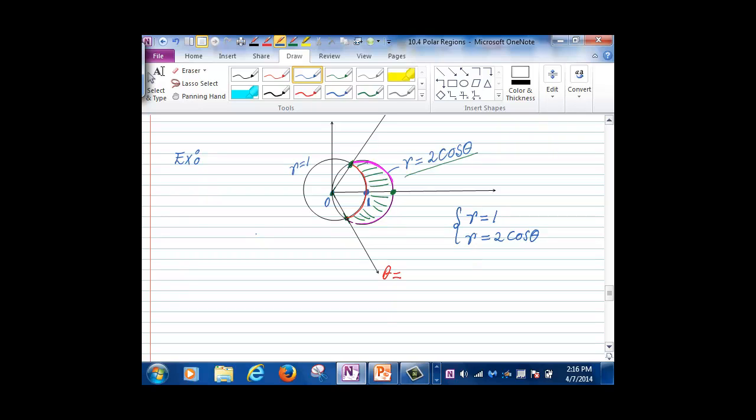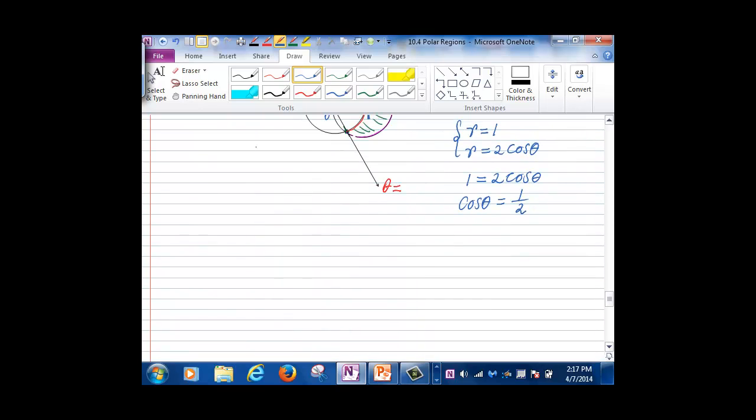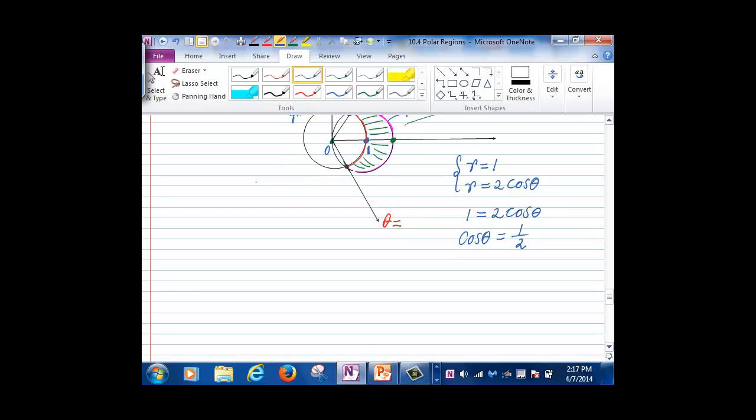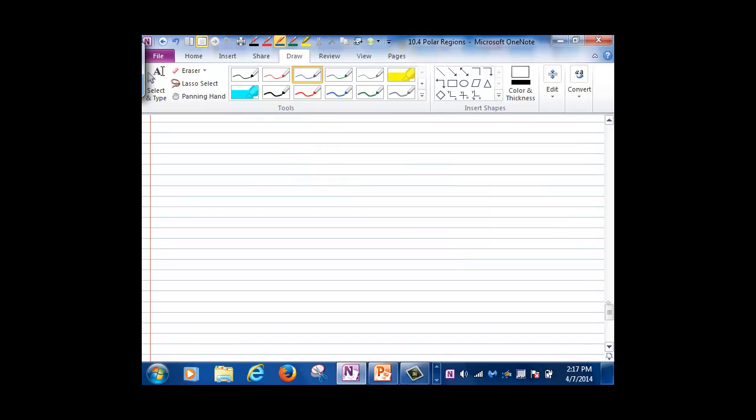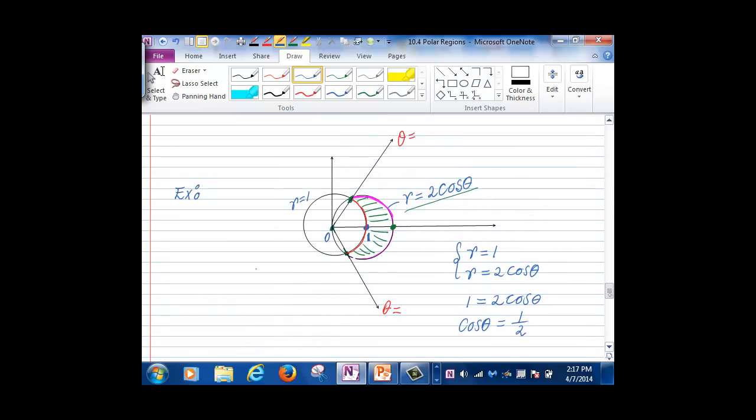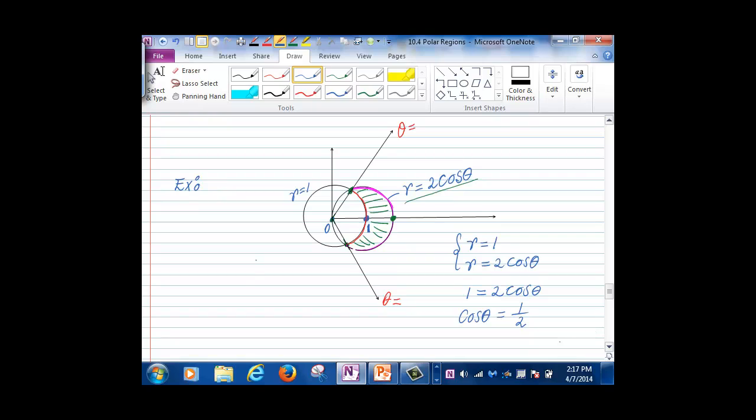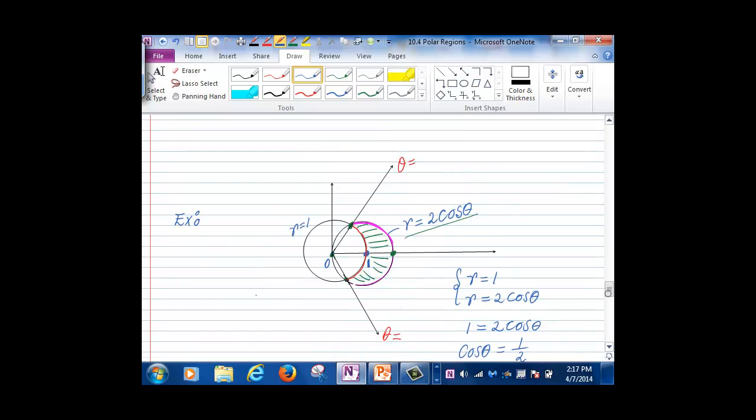Yeah, so you want to plug in r equals 1 in the second equation. If I do that, I get 1 equals 2 cosine theta, and then cosine theta is a half. Can someone give me an angle in the first quadrant for which cosine theta is a half? What's that? 60 degrees, right? Which is pi over 3.